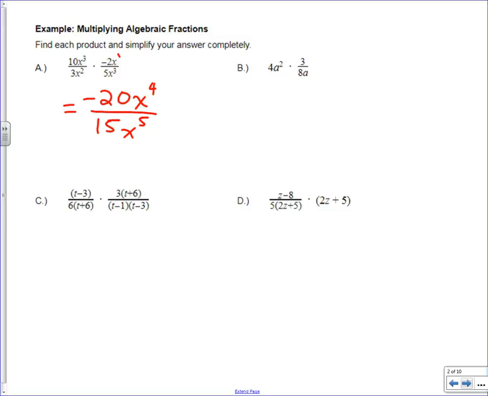And so that's it, except, wait, simplifying. And are there any common factors? Well, I can divide 20 by 5 and 15 by 5. So I get -4 over 3. And then if you remember, if I have 4 x's on top and 5 on the bottom, I can cancel all 4 of these, and I can cancel 4 of those, and I'm left with just 1 x on the bottom. And so -4 over 3x is my product.